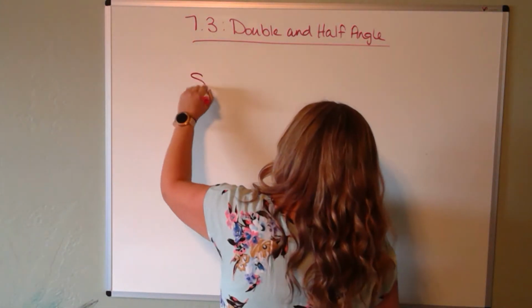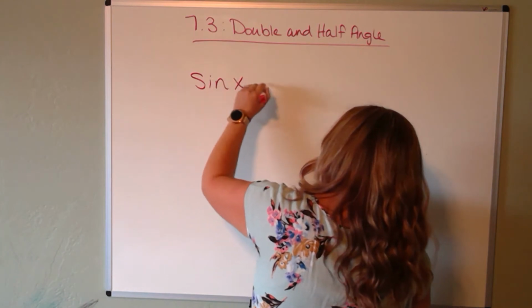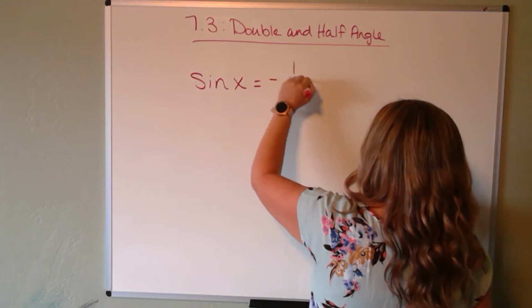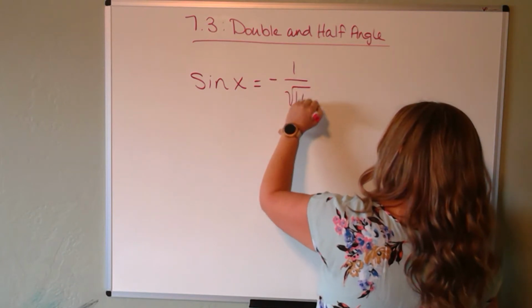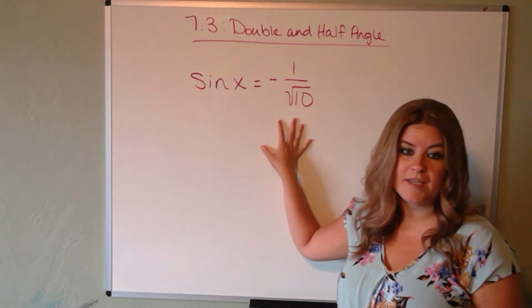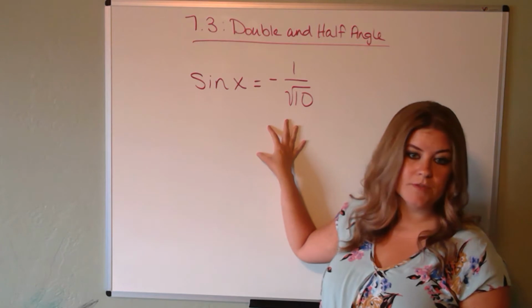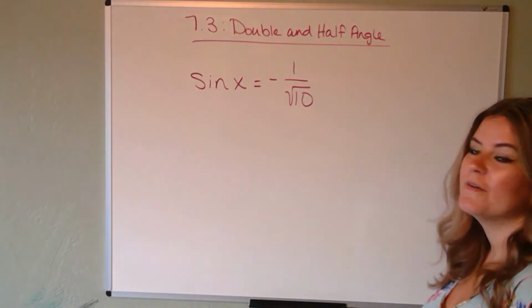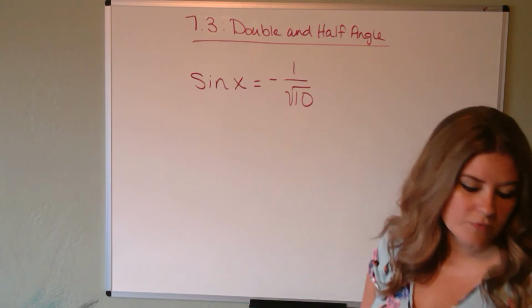So here's what I'm given. I'm given that the sine of x is -1 over root 10. And yes, it does give it to me like this in the problem. I know this has a root in the denominator, but this is the way it's given. So here we go. -1 over root 10.